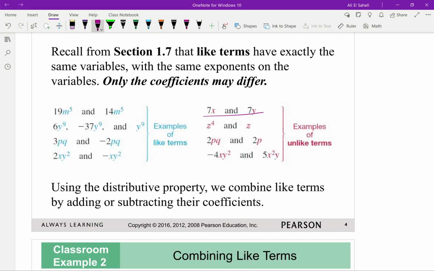7x and 7y are not like terms, so they stay as is. You cannot add them. Think of them as 7 apples and 7 oranges. You cannot add them. You can put them together, but you cannot add them. So you can say 7x plus 7y, or 7x minus 7y, but you cannot add them. On the other hand, if you have 7x plus 7x, you can add them. Not only can you put them together, but you can also add them.